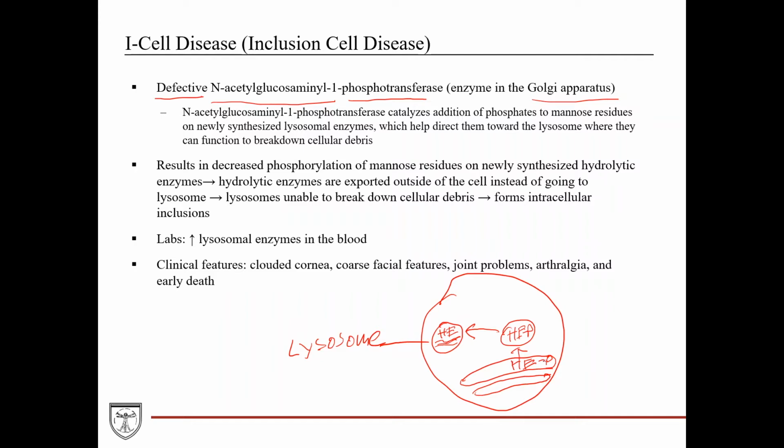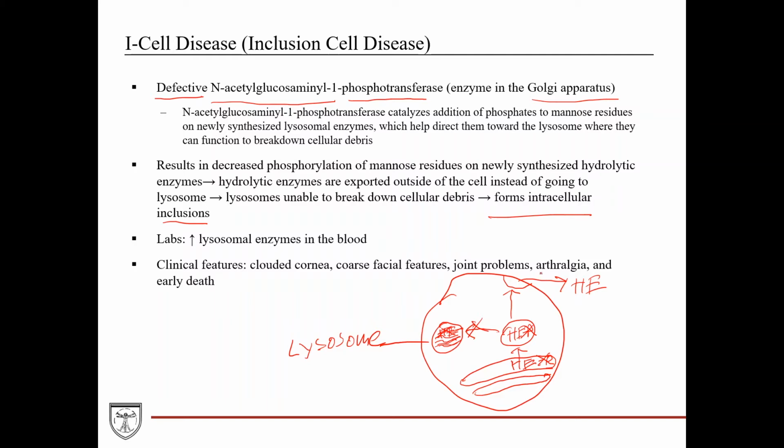The problem is if you don't have this phosphorylation occurring, what happens is that then the vesicles can't be targeted to the lysosome, and instead of going towards the lysosome, they get exported to the cellular surface. So the vesicle fuses with the cell membrane and releases these hydrolytic enzymes into the bloodstream. So two problems with that. One, the hydrolytic enzymes don't get to the lysosome, and so as a result of that, the lysosomes can't break down this cellular debris, and so then you have buildup of cellular debris, and it forms intracellular inclusions, which really wreak havoc on the cells.